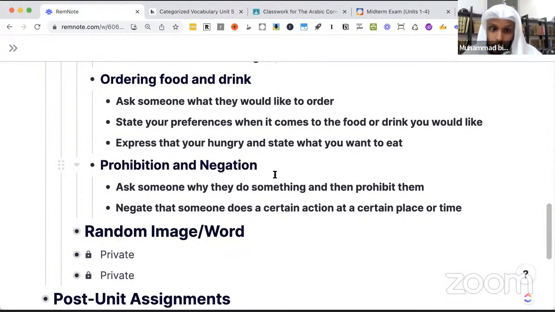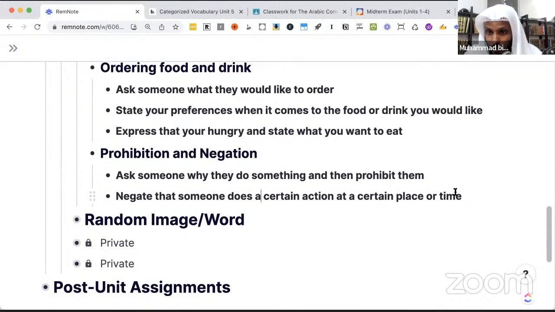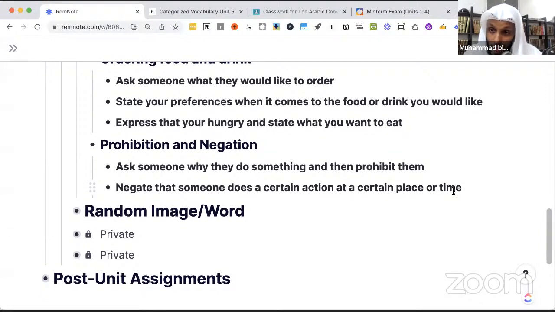Prohibition and negation. This one is very important. So you're going to ask someone why they do something and then you're going to prohibit them. So you can say, for example, لماذا تأكل اللحم في الصباح? Why do you eat meat in the morning? لا تأكل اللحم في الصباح. Don't eat meat in the morning. Why do we do this? Because we want you to practice both the negation and the prohibition at the same time. Right? So تأكل would have a ضمة, لا تأكلُ, or تأكل with the sukoon is the prohibition, the la nahi that we've done. You can also negate that someone does a certain action at a certain time or place. Like you can say, for example, محمد لا ينام بعد الفجر. So practice both. Practice with sentences where you prohibit someone from doing something, and practice sentences where you negate that someone has actually done something.